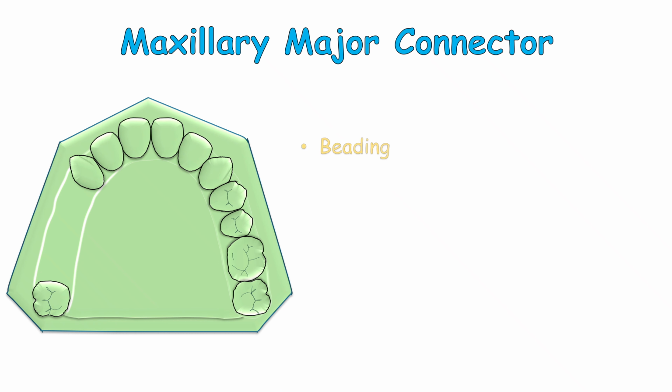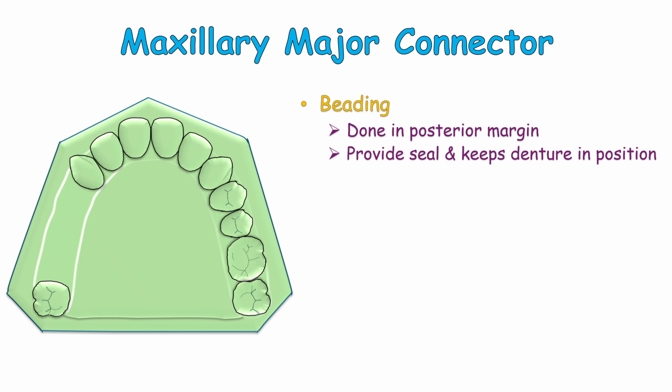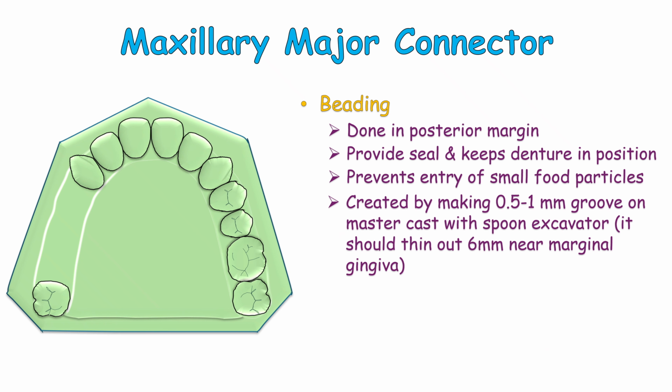In the maxillary major connector, beading is done. It is done mainly at the posterior margin. It provides a better seal and keeps the denture in position, and also prevents entry of small food particles. The beading is created by making a 0.5 to 1 mm groove on the master cast using a spoon excavator, and it should thin out 6 mm near the marginal gingiva.